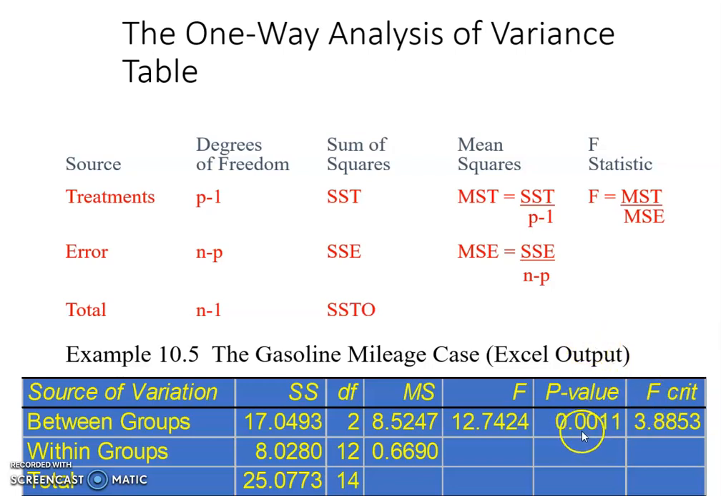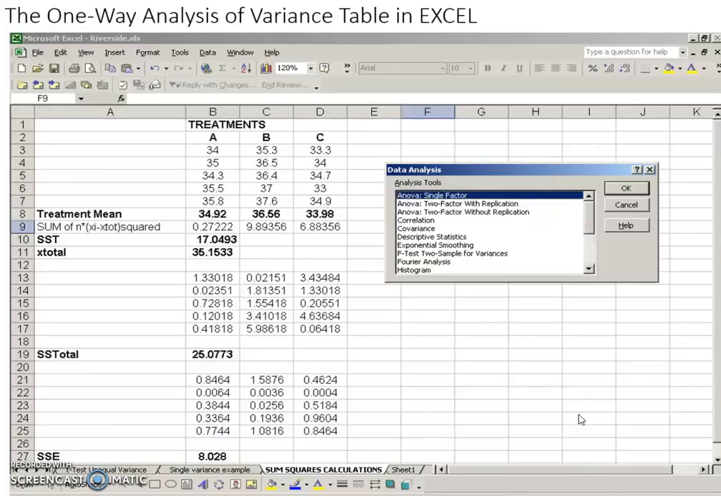Also, the p-value is 0.005 or 0.01. And if your significance level is 0.05, then it is less than the significance level. It's rejected in the same way.